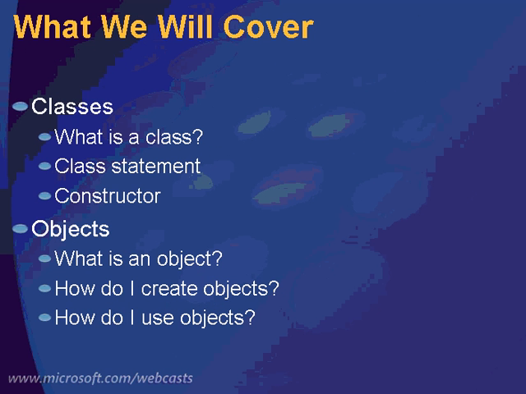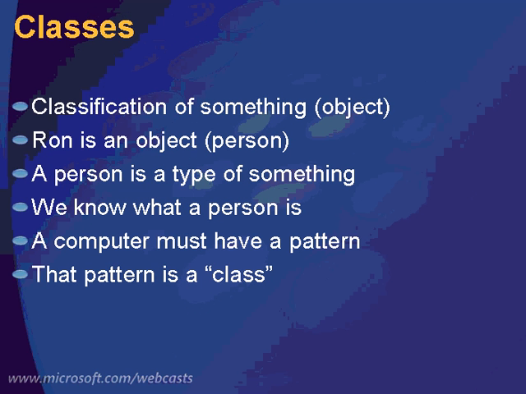So in today's session, we're going to cover exactly what is a class and why should I use them within my development projects. So we're going to specifically look at the class statement itself, and we're going to talk a little bit about constructors and how you go about defining constructors for your classes. Then we'll also talk about objects, because anytime you talk about classes, inevitably the discussion turns to an instance of those classes as well, which we call an object. So we'll talk a little bit about what exactly is an object, how do I create them, how do I use them, etc.